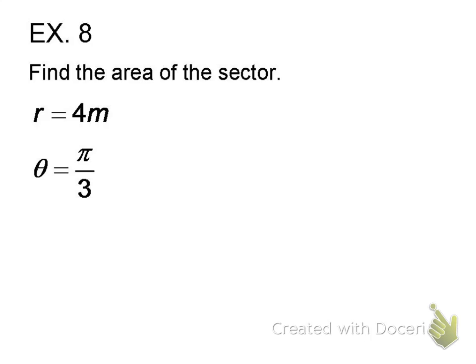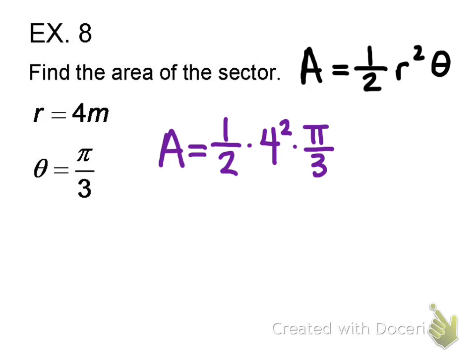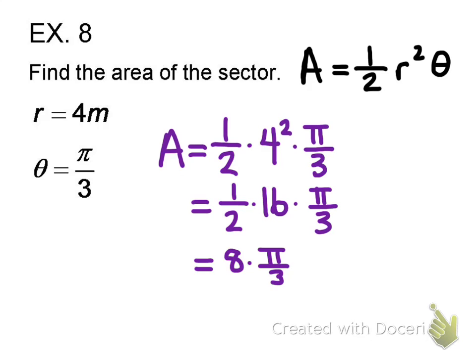Okay, number 8 wants us to find the area of a sector. So the formula for area of a sector is 1/2 the radius squared times the angle measured in radians again. So we just plug in what we know. Area equals 1/2 of 4 squared times pi over 3 is our angle. So we're just going to go through and simplify. So 1/2 of 16 times pi over 3. I know that half of 16 is equal to 8 times pi over 3. And then I would just write this as 8 pi over 3. And since this is area, then we would write meters squared. So the area of the sector is 8 pi over 3 meters squared.